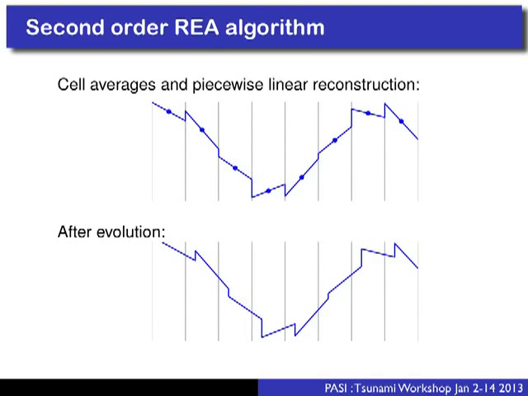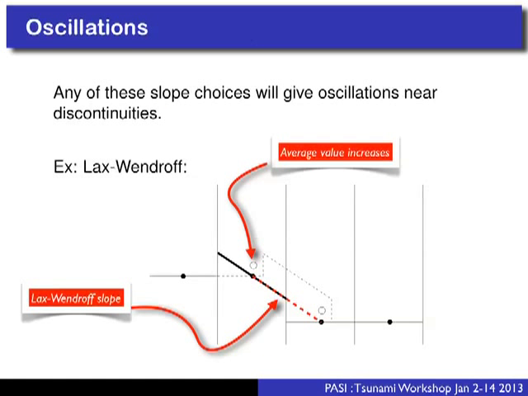But look what happened in this new case. We've now decided we're going to advect slopes. So we've included this linear term, and now we're just going to advect those. Well, what can happen in that case?